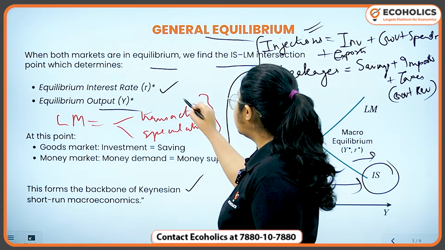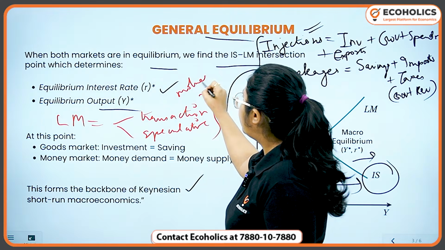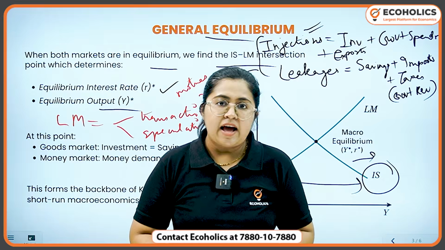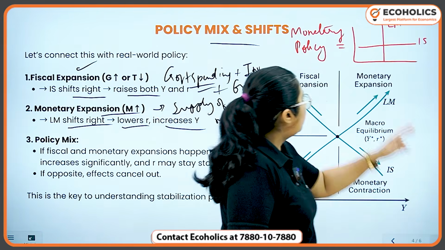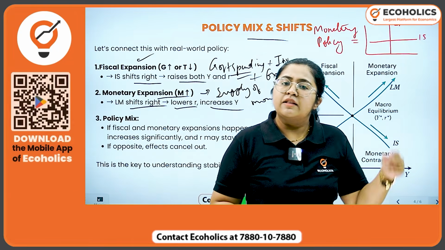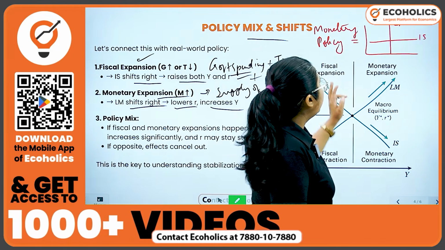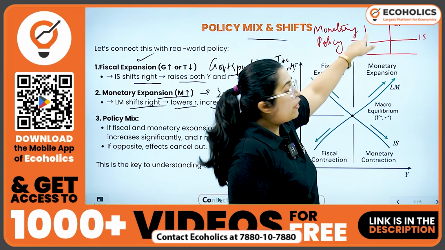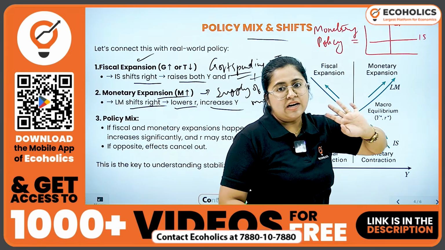Okay, these are the two types of very important motives that the LM curve would have. Now, when the LM curve is vertical, it means that it does not have any speculative motive. There is only transaction motive.